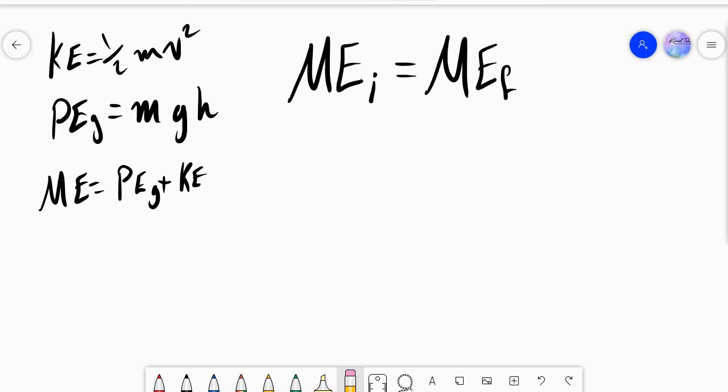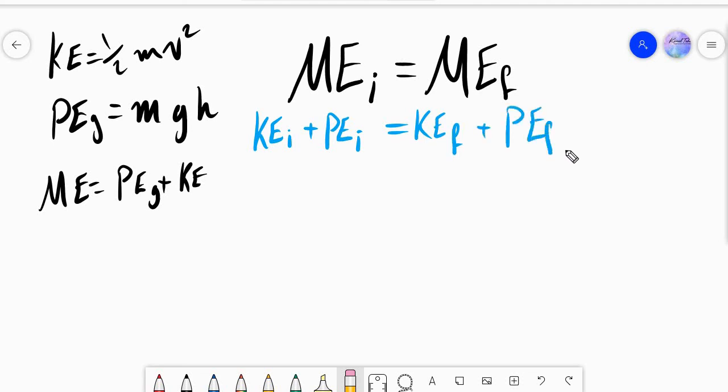Now I will do the same thing here. Look over. I will write kinetic energy initial plus potential energy initial. I don't write the G, guys, but I don't want you to be confused. Here it equals kinetic energy final plus potential energy final. Any problem?